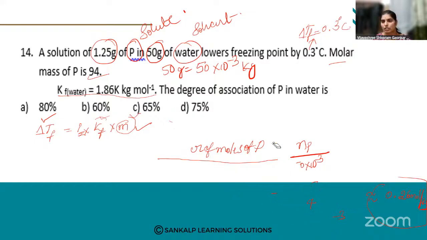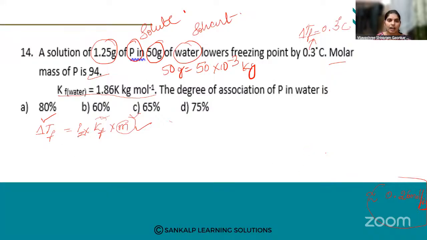Zero 0.26 mole per kg means the molality of the solute P, the unknown solute P. Now we have to calculate i. Therefore i can be written as delta Tf divided by Kf into m. What is delta Tf, children?